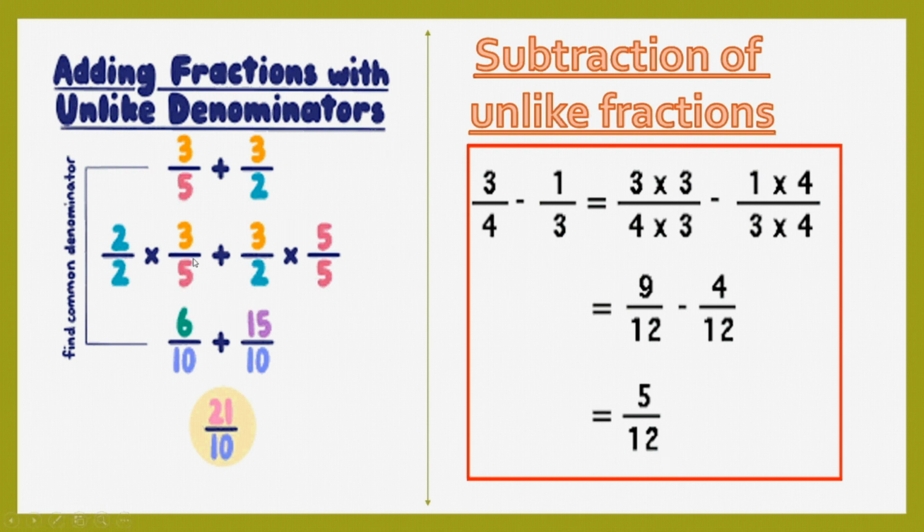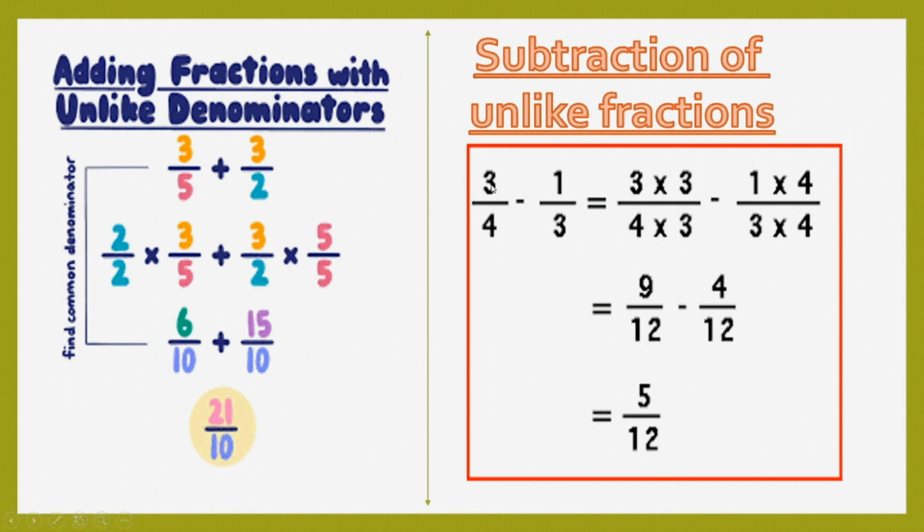To convert 5 to 10, we'll multiply both the numerator and denominator by 2. Next, to convert 2 to 10, we'll multiply both the numerator and denominator by 5. So the answer is 2 3s are 6 by 10 plus 15 by 10. Here both are like fractions, so we'll add only the numerators, which is equal to 21 by 10.